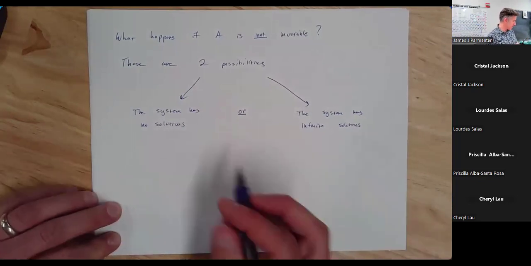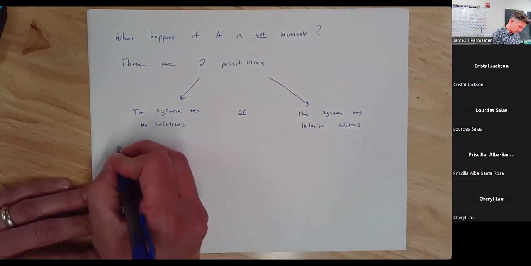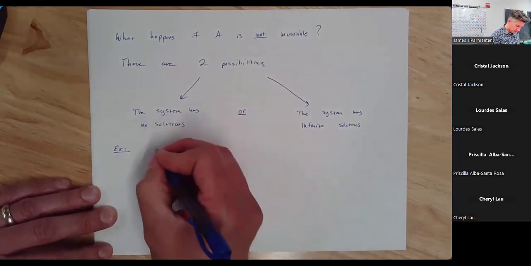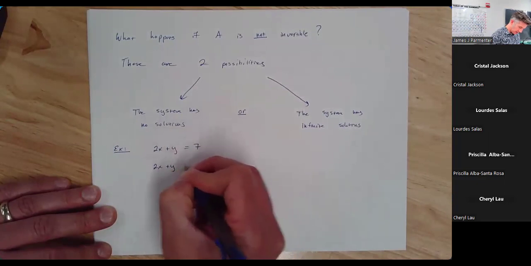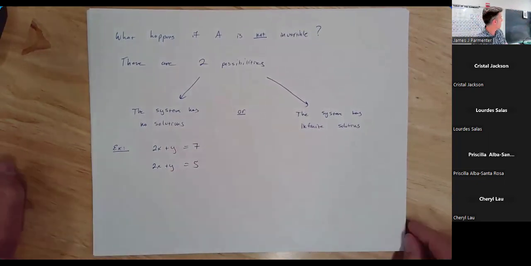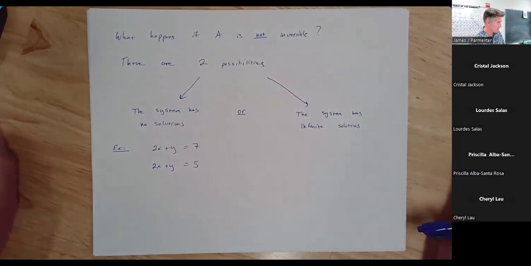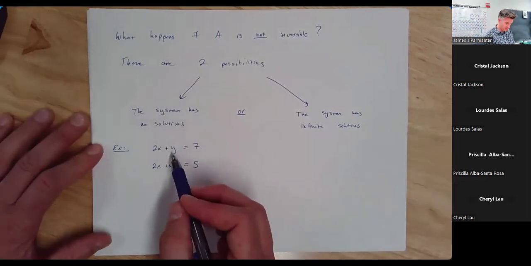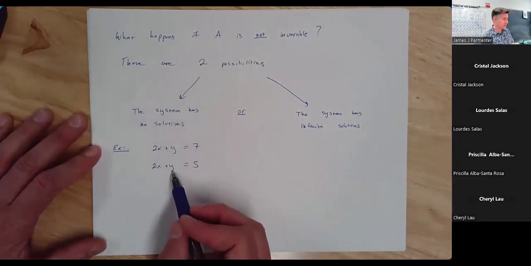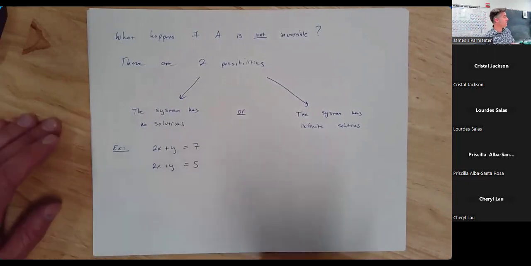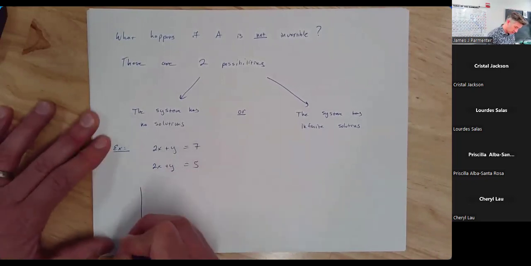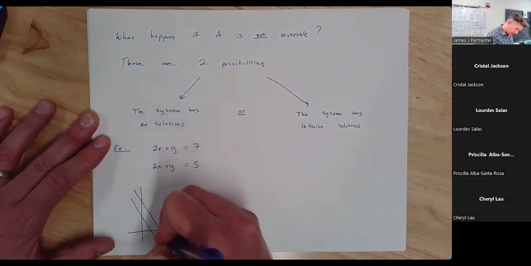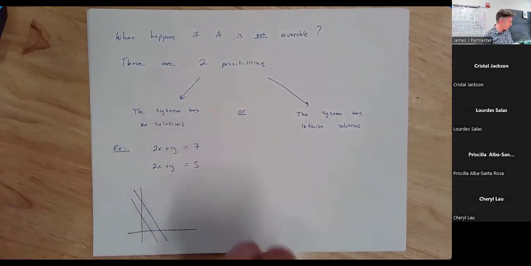So let's look at two things that represent this. So let's look at this first example here. Let's say our system of equations was 2x plus y equal to 7 and 2x plus y equal to 5. Are these lines the same as each other? Definitely not, right? If you solve for y here, this is y equals negative 2x plus 7. This is y equals negative 2x plus 5. Those are lines that have the same slope and different y-intercepts. These lines are parallel. Something like that. And this system of equations has no solutions.